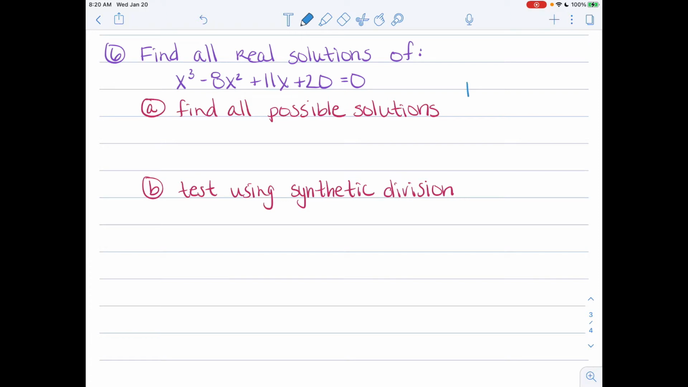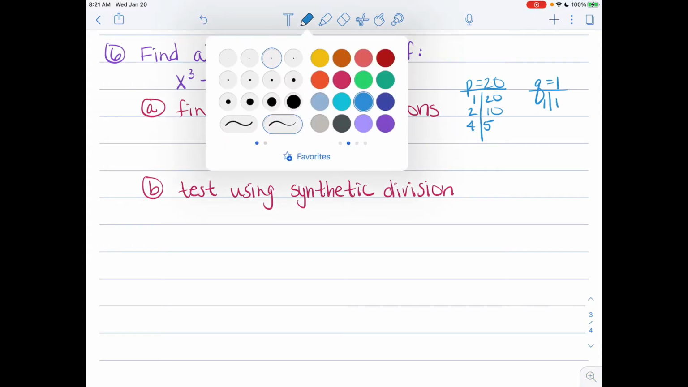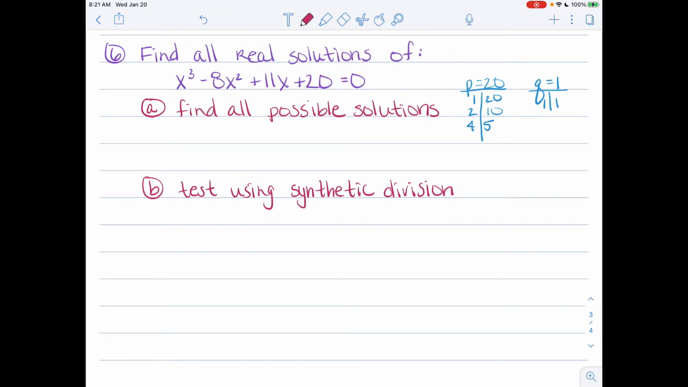So I'm going to do the same thing I did last time. With p of 20, I'm going to have 1 and 20, 2 and 10, 4 and 5. And since q is just equal to 1, my leading coefficient is a 1 here, my factors of 1 are, well, simply 1 and 1. That's going to make this one a little bit easier than the last one because I don't have two q values. Well, I have the same q value twice.